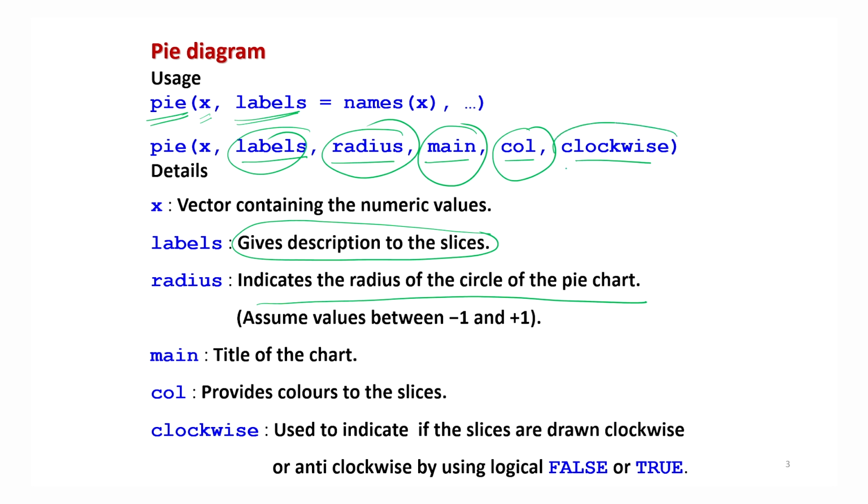And if you say here clockwise, so clockwise is used to indicate if the slices are drawn clockwise or anti-clockwise, and it's a logical variable. That means it takes the value true or false. So these are some different commands which are specific only to the pie diagram. That is why I am trying to illustrate them here, but I request you that you please look into the help menu and try to understand the remaining options.